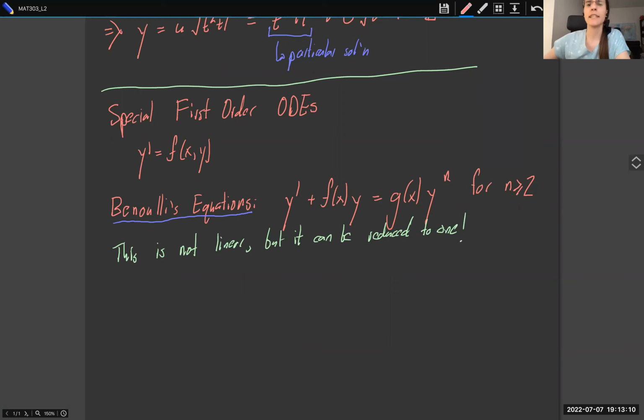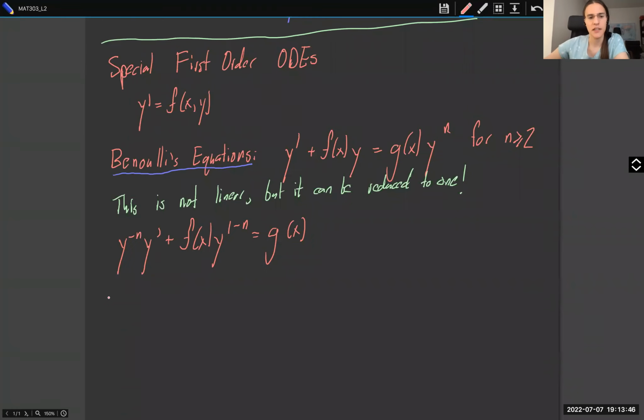And so how do we do that? Well, what we're going to do is divide this equation by y to the n. So we get y to the negative n times y prime plus f of x times y to the power of 1 minus n is equal to g of x. Now, look at this expression here, y to the power of negative n times y prime. Is there some way that we can write this?